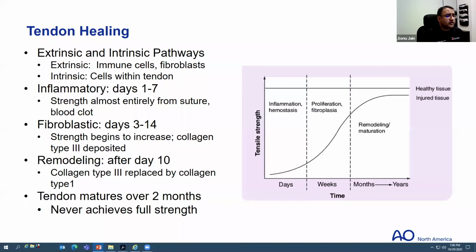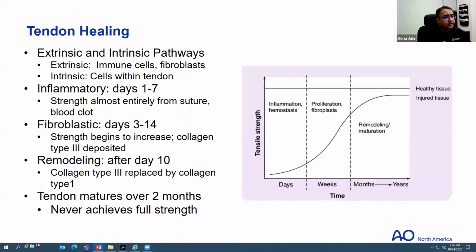The intrinsic is composed of cells from within the tendon. And so you have these three stages: inflammatory, fibroblastic, and remodeling. So days 1 through 7, you have the inflammatory stage and phase. And so that's where you have strength, which is almost entirely from the suture that you placed, as well as the blood clot. And then from day 3 to 14, you start to get an increase in strength, right?